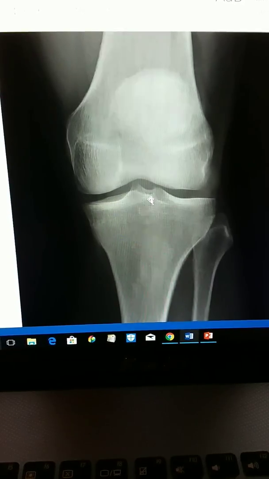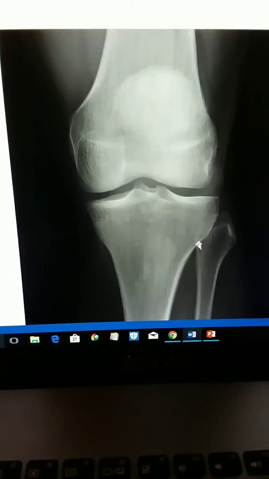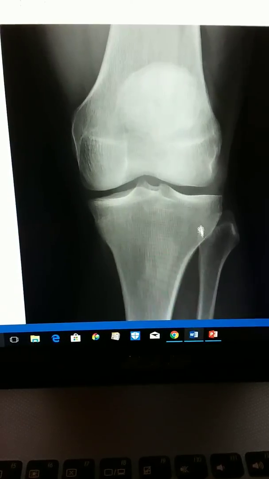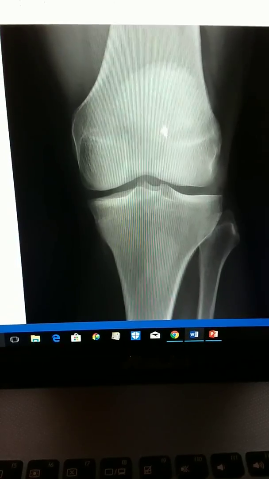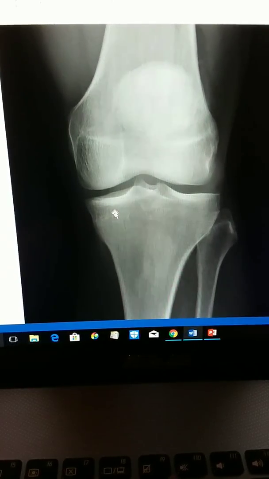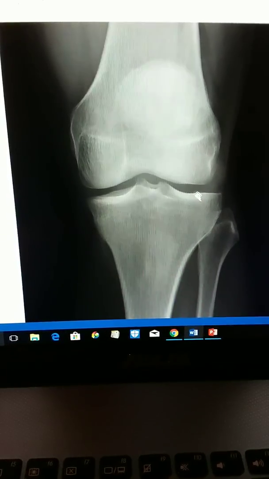We have slight superimposition of the fibular head from the tibia. The patella is completely superimposed on the femur, and we have an open femoral tibial joint space of equal width on both sides.